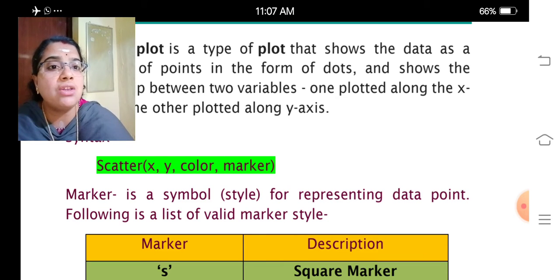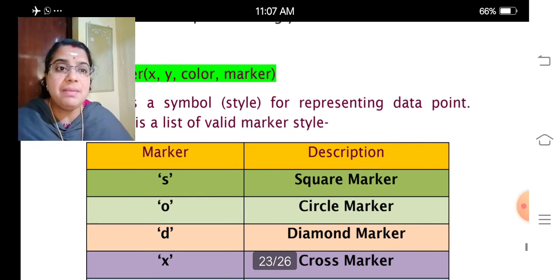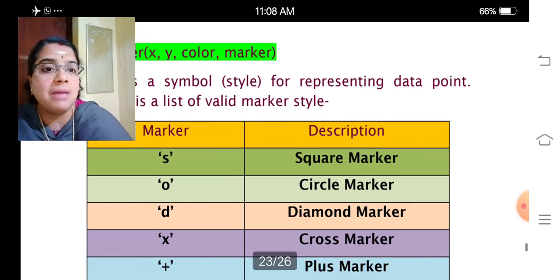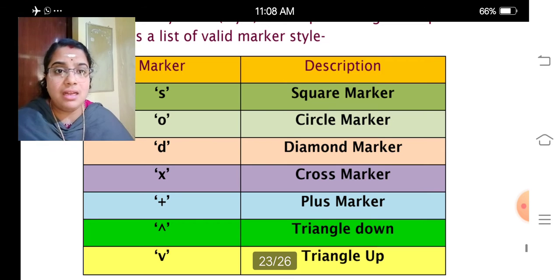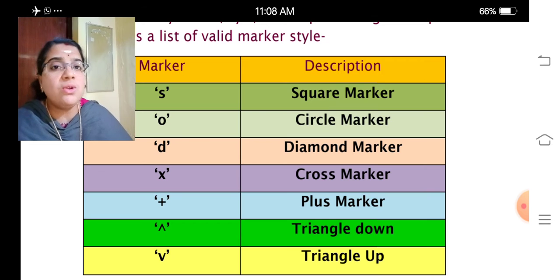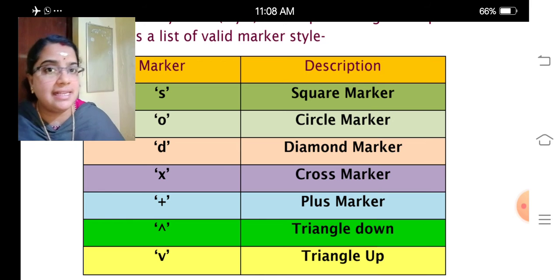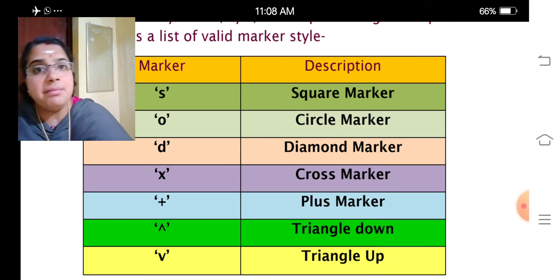The following is a list of valid marker styles. S means square marker, O means circle marker, D means diamond marker, x means cross marker, plus means plus marker, v means triangle down, and ^ means triangle up. You have to give any one of these, that is, from within the markers list. All these are valid markers.